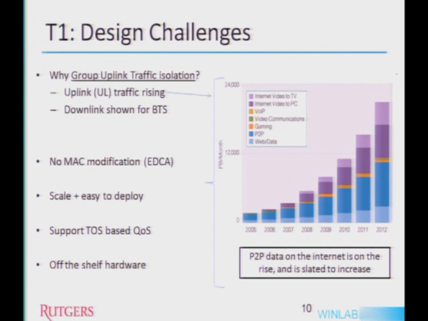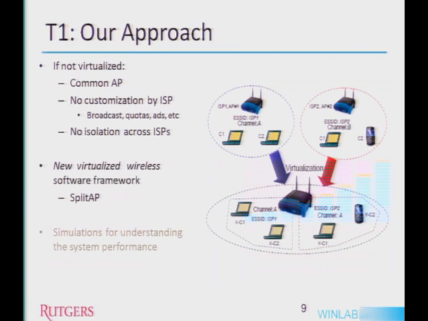So here are a few design challenges we face. One part is having group traffic isolation. If you have these two different networks, virtual networks existing together, you want to make sure that they get enough resources and they don't eat into each other's resources.